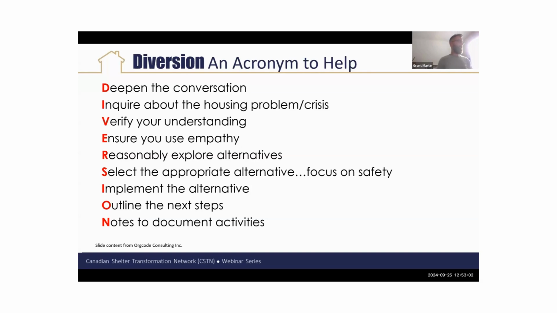So this really helped me get on track with my own personal training as I got more comfortable with diversion. So: understanding to deepen the conversation, inquire about the housing problem and the most recent housing problem, and make sure that you're verifying your understanding of what they had just shared with you. Of course, we always want to make sure that we're using empathy, we're reasonably exploring alternatives, we select the appropriate alternative, and we focus on safety, implement that alternative, and outline the next steps, because there are follow-up steps after diversion is completed. And then we note our activities.